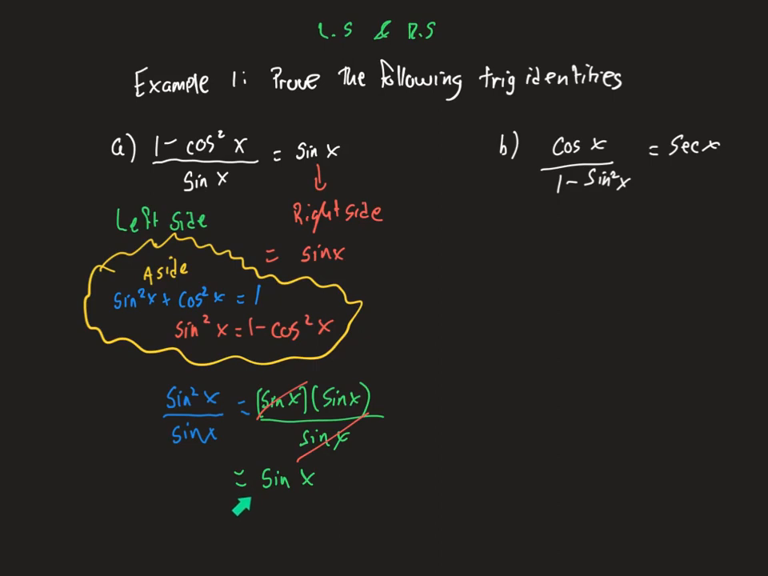So on my left side, I've got sine x. On my right side, I've got sine x. So I can say conclusively, left side is equal to right side. QED. So basically I'm saying that, yes, this is true, 100% true. Why? Because my left side is equal to my right side.